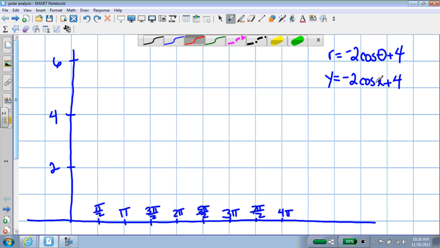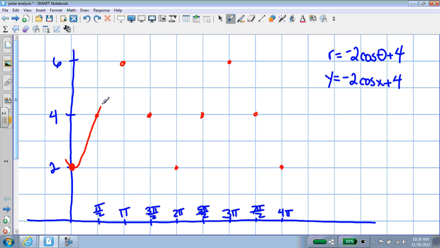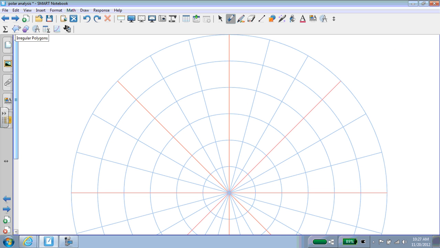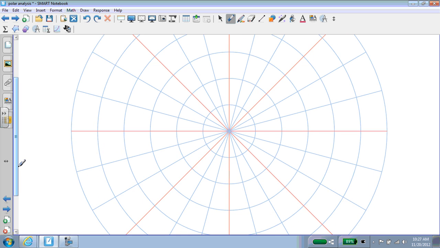It's cosine. Normally it starts high, but since it's negative, it will start low, middle, high, middle, low, middle, high, middle, low. That's two waves of a cosine graph. Okay. Now we're going to try to use this to tell us how to graph our polar graph. So we're going to be toggling back and forth.